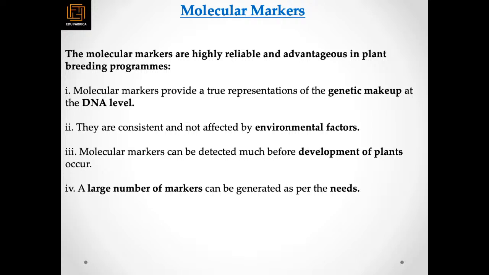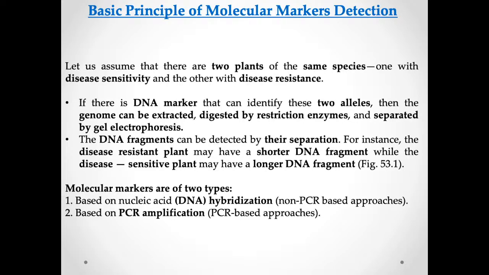And they can be detected by the development of the plants, and most of these markers are generated as we require, as per our needs. So let's assume there are two plants of the same species. One is disease sensitive and the other is disease resistant.